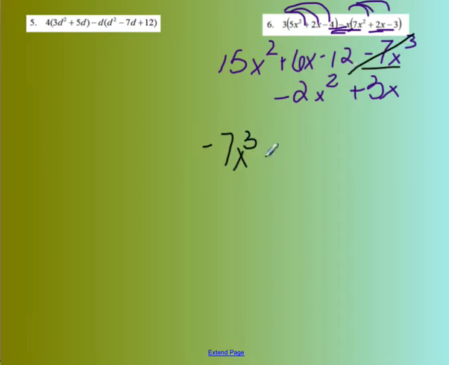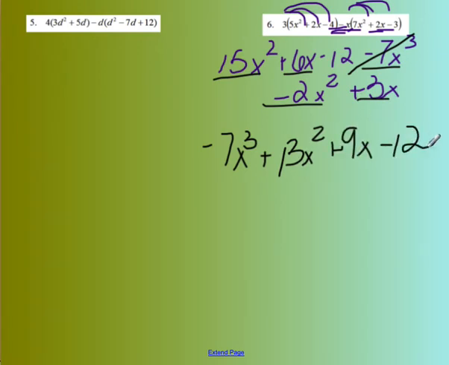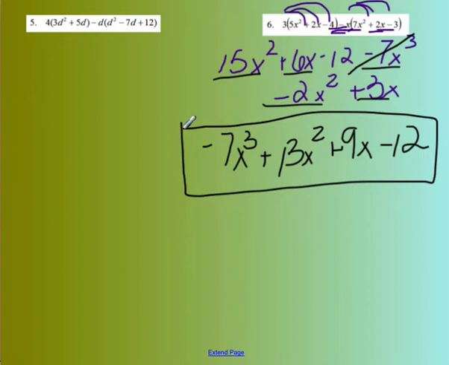Cancel that out. Then I'm going to combine my x squareds. I have 15x squared minus 2x squared. That's going to give me 13x squared. Then 6x plus 3x is going to give me 9x. And then I have minus 12. So that right there is your final answer for that one.